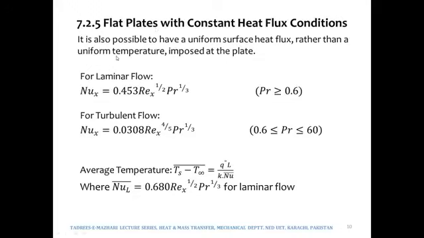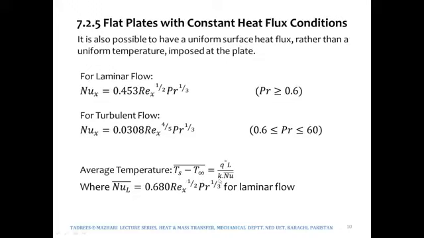So if the flow is taking place, and if it is laminar flow, then the Nusselt number is found out. Local Nusselt number is found out using this expression, which says 0.453 Reynolds to the power half Prandtl to the power 1/3. And for turbulent flow, local Nusselt number is given as 0.0308 Reynolds to the power 4 by 5 and Prandtl to the power 1 by 3. And over here we can find out the average Nusselt number using this expression, 0.68 Reynolds to the power half Prandtl to the power 1/3 for laminar flow. Over here we have this expression for average temperature.